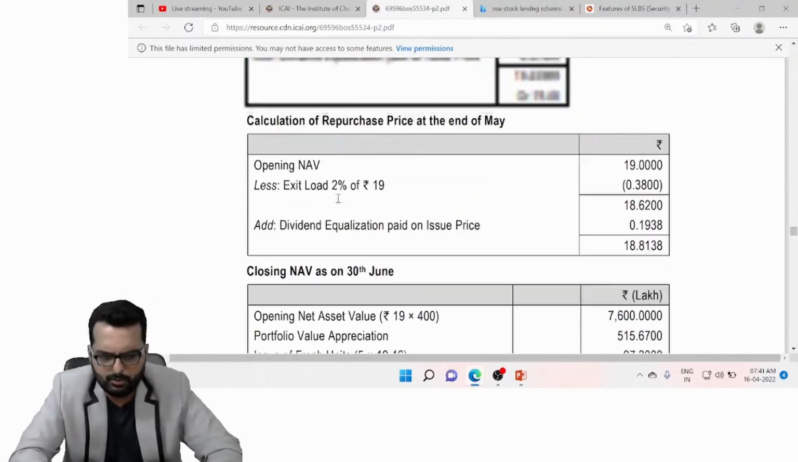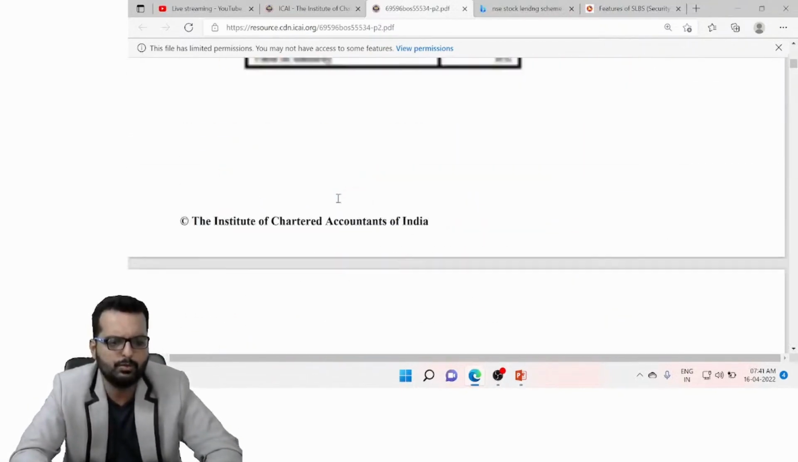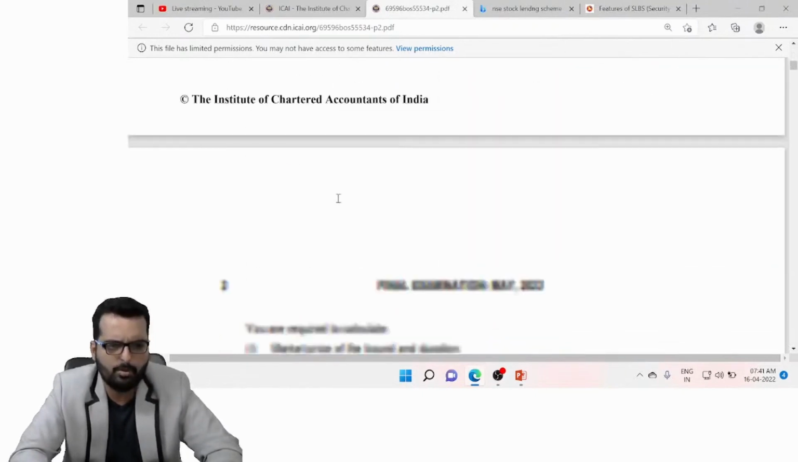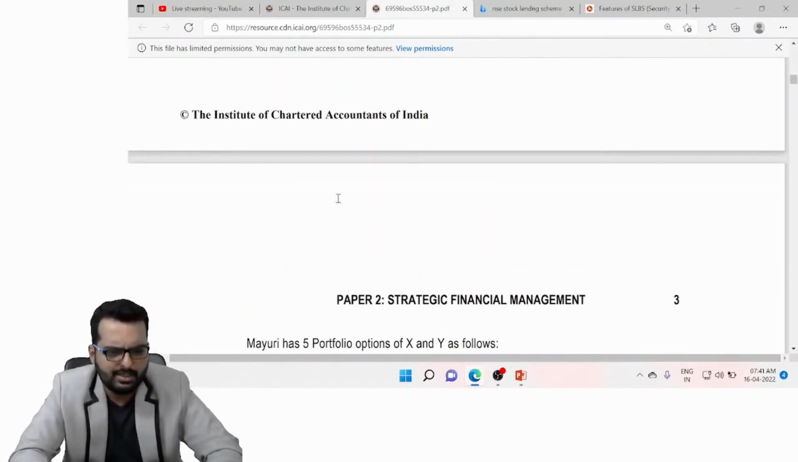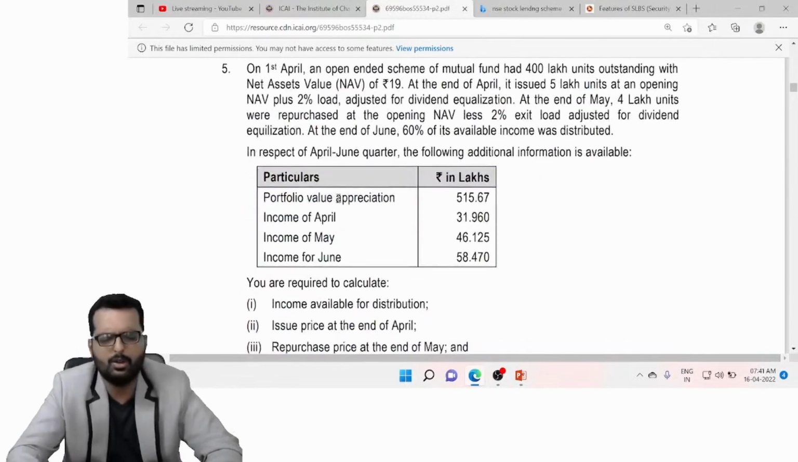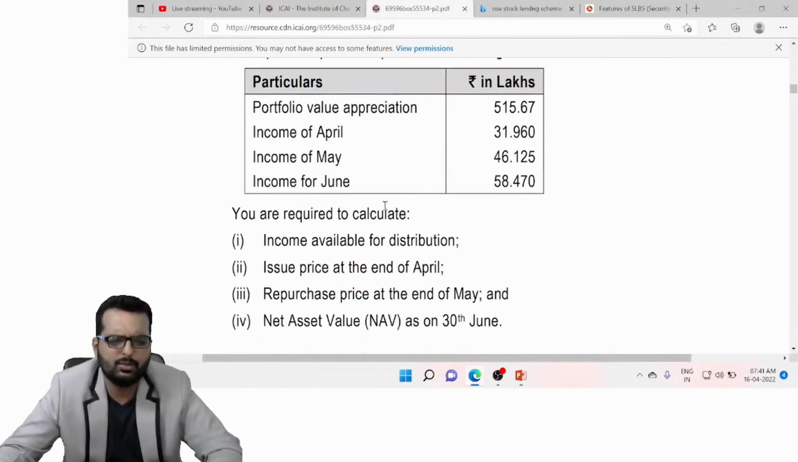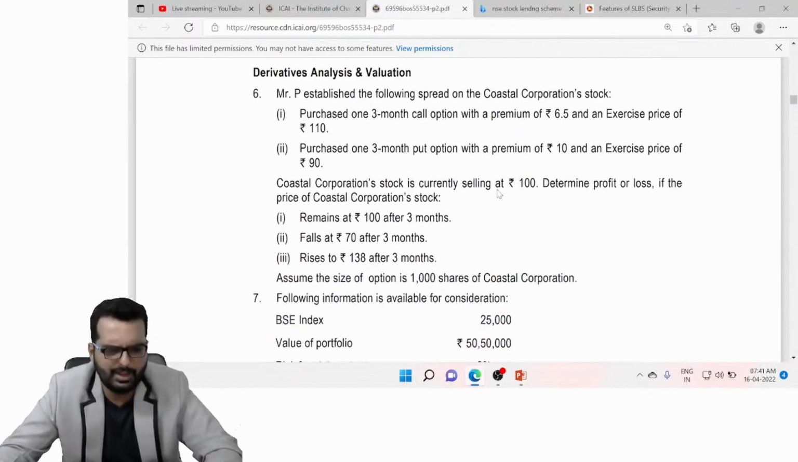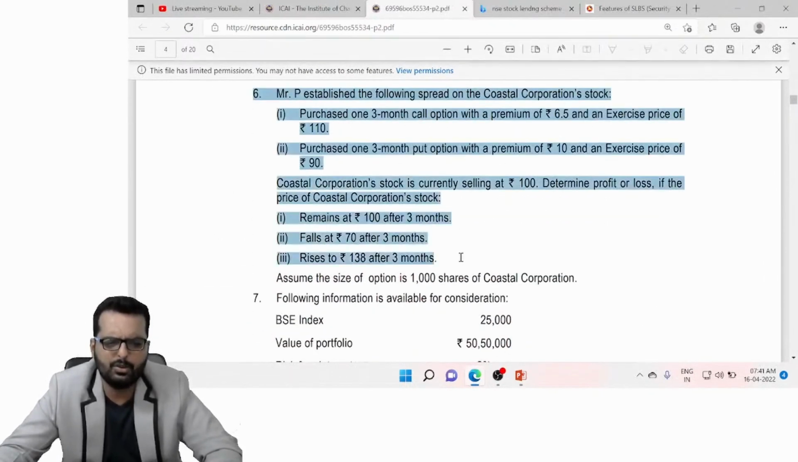So we are done with this question also on mutual funds, which was a heavy problem. One stock lending scheme was a unique problem in May 22 RTP. Then the unique one was this mutual fund. Not a unique one, but this is actually an FR related question which keeps on coming in SFM. So I thought of covering that. Question 6 is the question on call option.